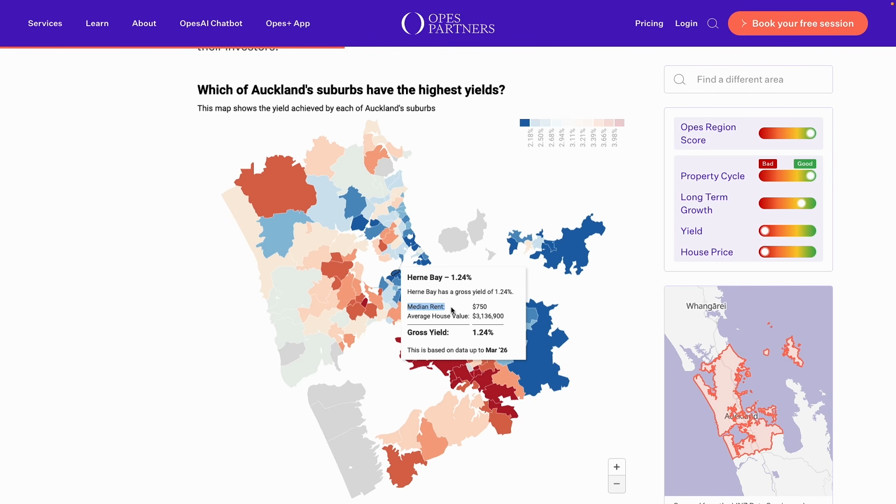But you shouldn't then look at these numbers and think, well, this tells me whether my property has a good yield or not. I'll give you an example for this. The median rent in Herne Bay is about $700 a week, and the average house is around $3 million. So if you took those numbers at face value, you'd think that you can rent a $3 million Herne Bay property for $700 a week. But you can't. Let me show you.